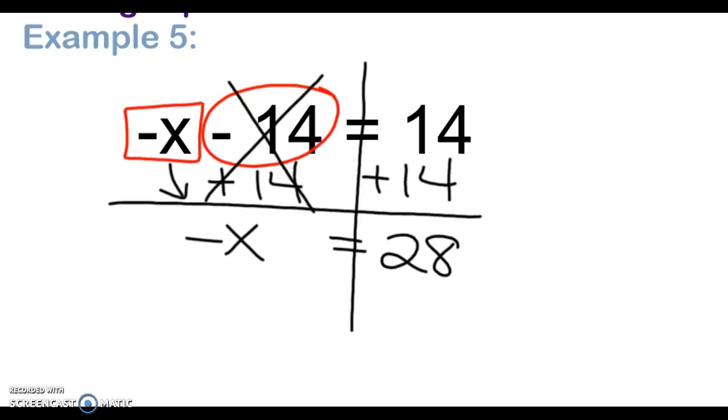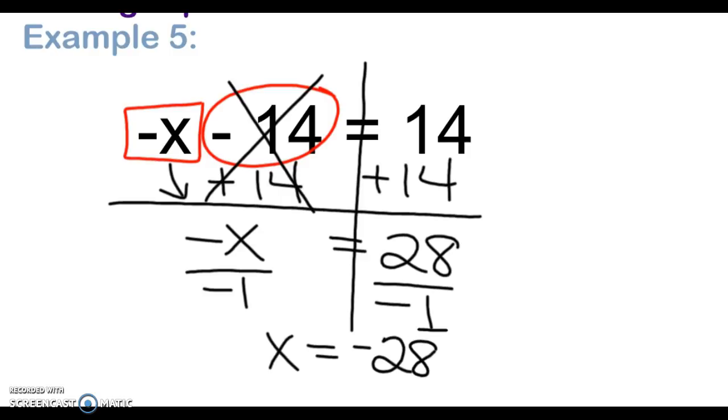What's sneaky about this is that the letter x does have a coefficient to it. It's the negative, and we know that there's that imaginary 1 there. So we actually want to make sure that we divide both sides by negative 1. And when you divide by negative 1, you get that x equals negative 28.